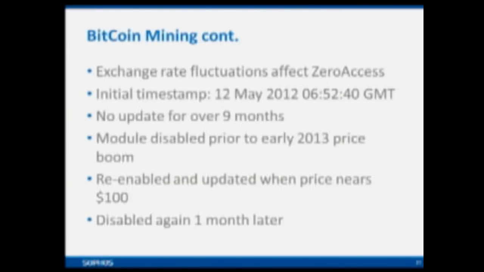This had some interesting effects on the Bitcoin mining module in that the module first appeared in the network on the 12th of May 2012 and didn't receive an update for over 9 months. This is very unusual for Zero Access modules, as every other module downloaded through the network underwent several revisions in this time period. And when an update did finally occur, it actually disabled the module. So a new version with the same file name is released into the network, it's downloaded by each peer, and overwrites the existing module. But the new version doesn't have any code, so it has no functionality, and it effectively just disables the mining ability of the module.